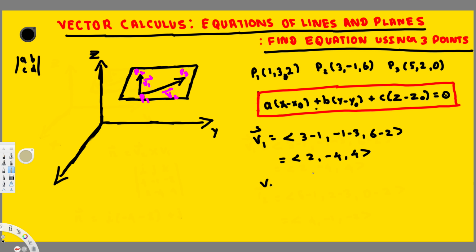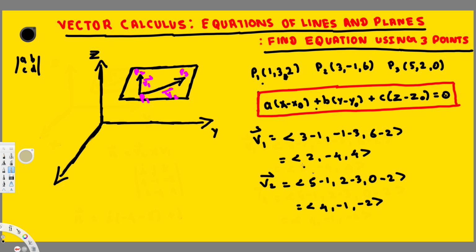Now let's do the next one, v2, and we know that v2 is connecting p1 and p3. So to find out the v2 vector, all we have to do is subtract p1 from p3. So that's going to give us 5 minus 1, and the next one is going to be 2 minus 3, and then 0 minus 2. So 5 minus 1 is 4, and then 2 minus 3 is negative 1, and then negative 2, right?